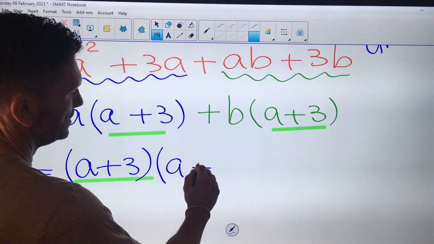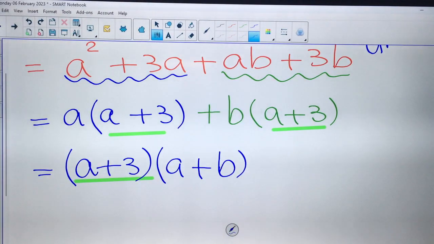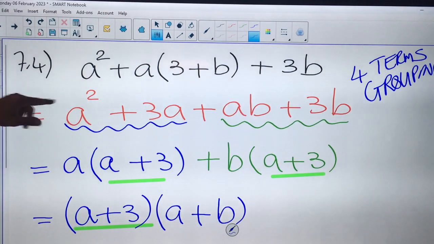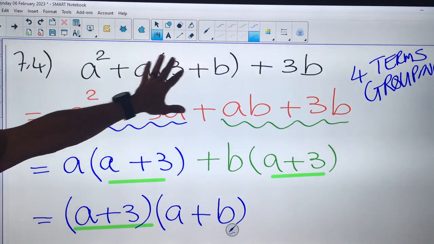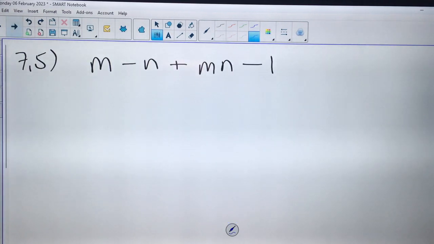A plus b, easy one to see now because there's your a and there's your b. So multiplying out is not the first thing to do, but if you don't have another choice, then you can multiply out like I have done here to get rid of the bracket in the beginning. All good? Yes, sir.